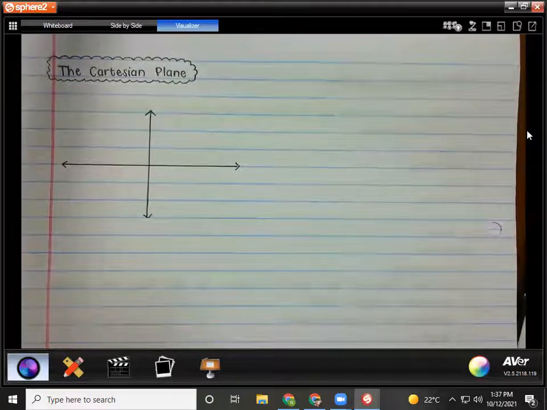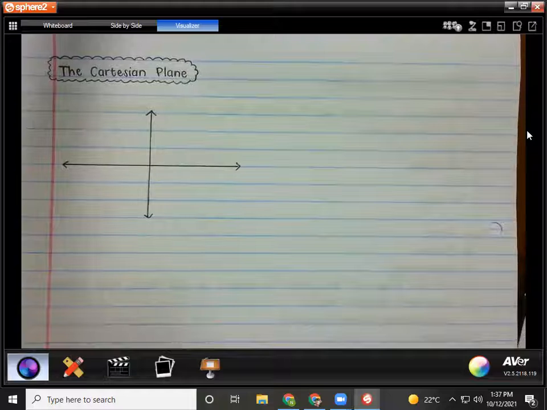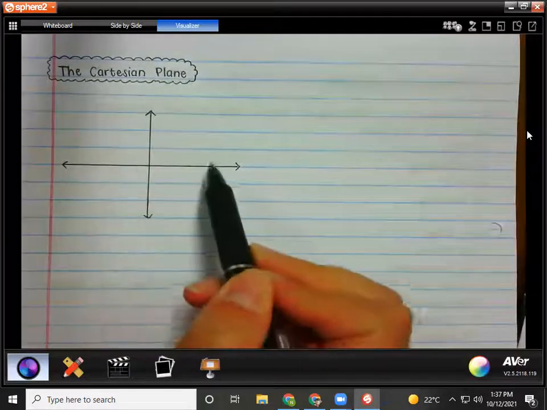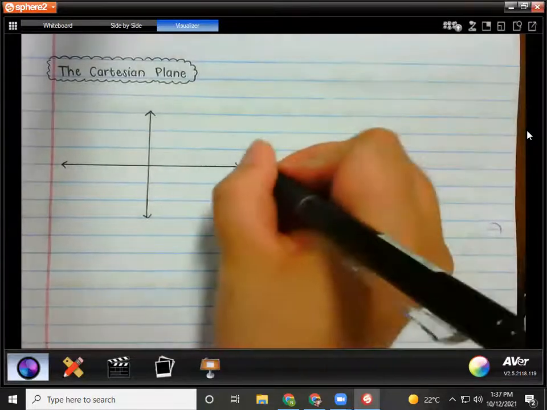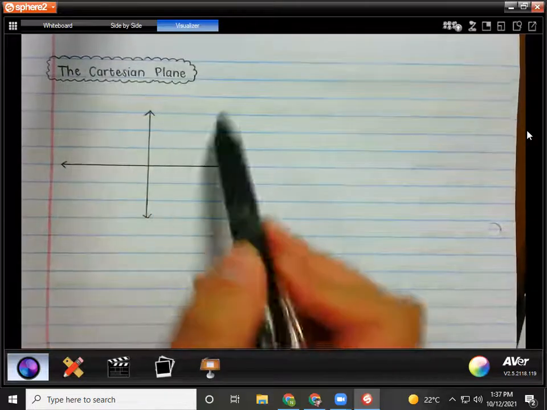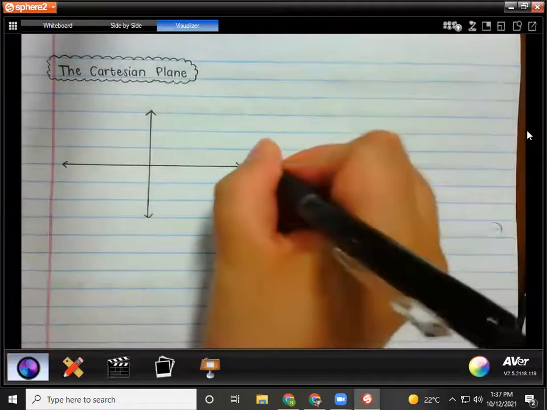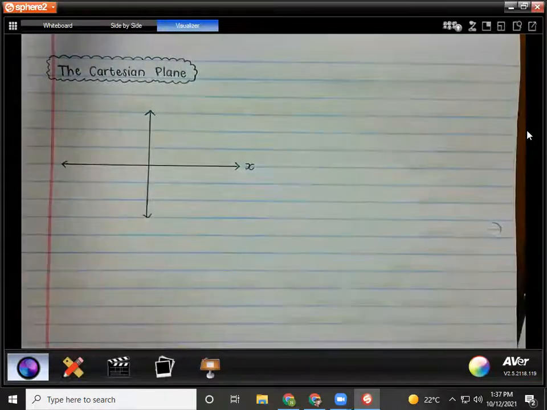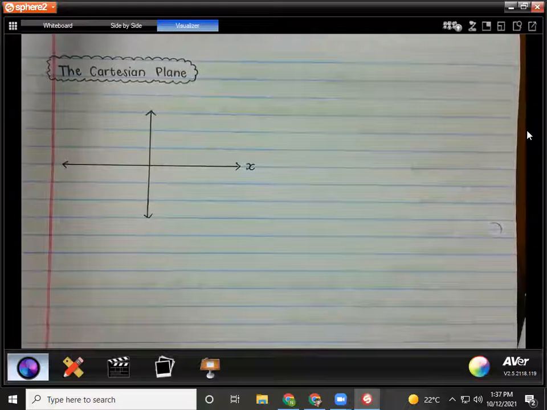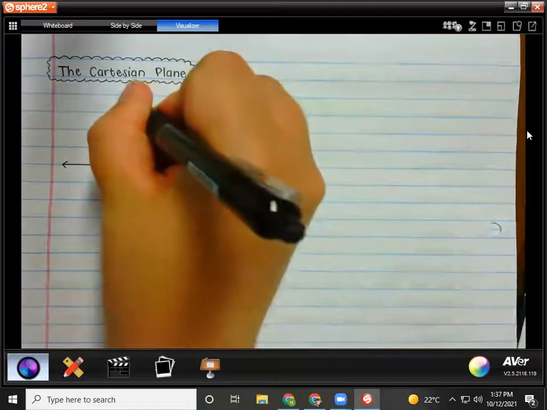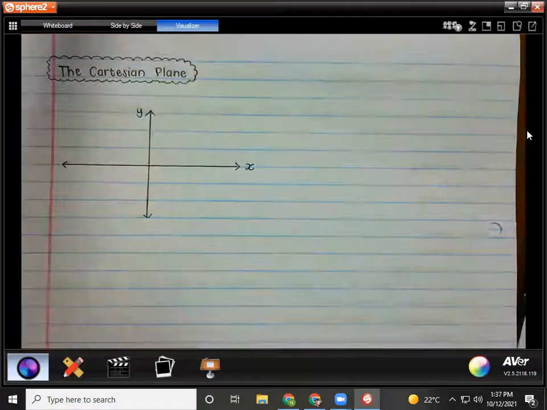Now guys, we have discussed, or I have used the words y-axis and x-axis already. We spoke about it a bit yesterday. The horizontal one, the flat one, is the x-axis. From now on, when you are drawing a Cartesian plane, I want you always to label the x-axis with an x next to that arrow, please. The other one, the vertical one, is the y-axis. So let's label that one as y.